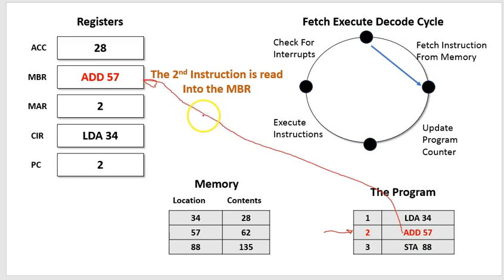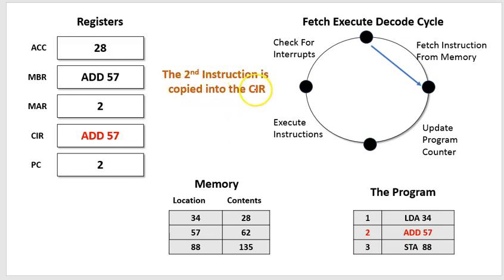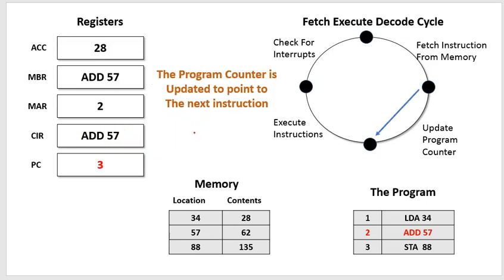There we go. The second instruction is now copied into the current instruction register. So that second instruction, which was in the memory buffer register, is now moved to the current instruction register. And of course the program counter is now updated to the next instruction. So we now increment it from 2 to 3. Okay, ready for the next instruction, which of course will be here. And you can see here that we're updating the program counter.